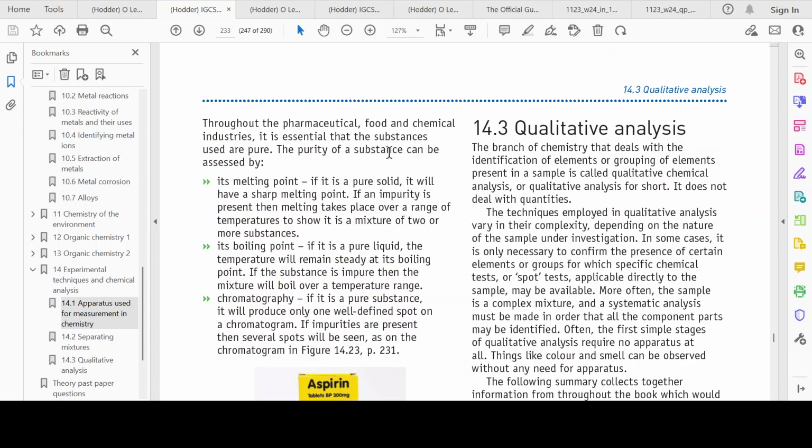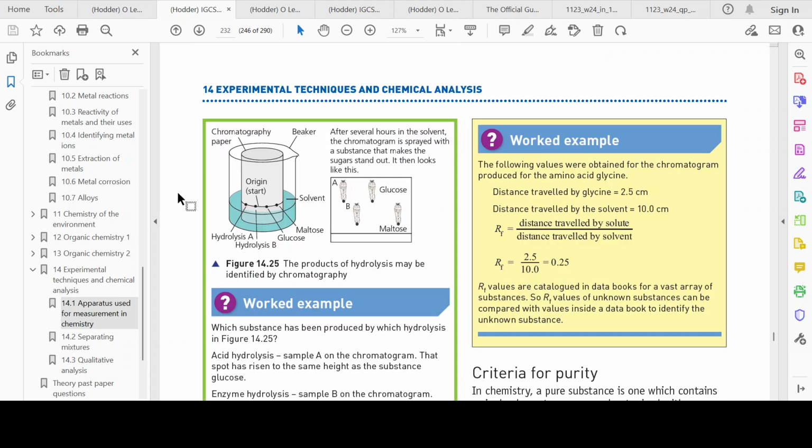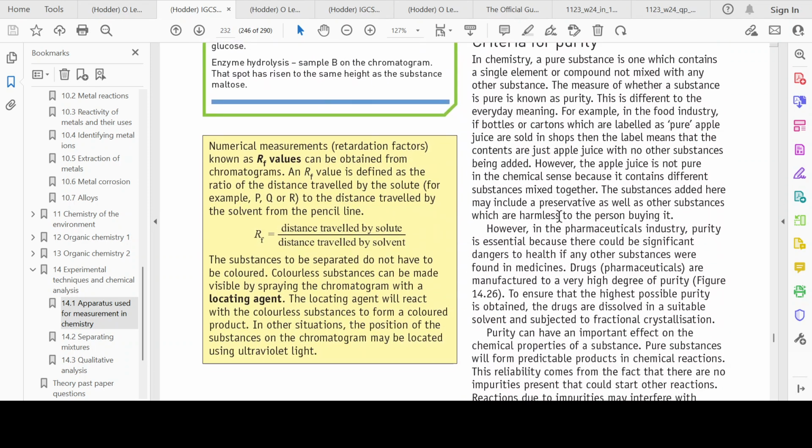Then you've got criteria for purity. In chemistry, a pure substance is one which contains a single element or a single compound not mixed with anything else. The measure of whether a substance is pure is known as purity. This is different to the everyday meaning of purity. For example, in the food industry, if bottles or cartons labeled as pure apple juice are sold in shops, then the label means that the contents are apple juice with nothing else added.